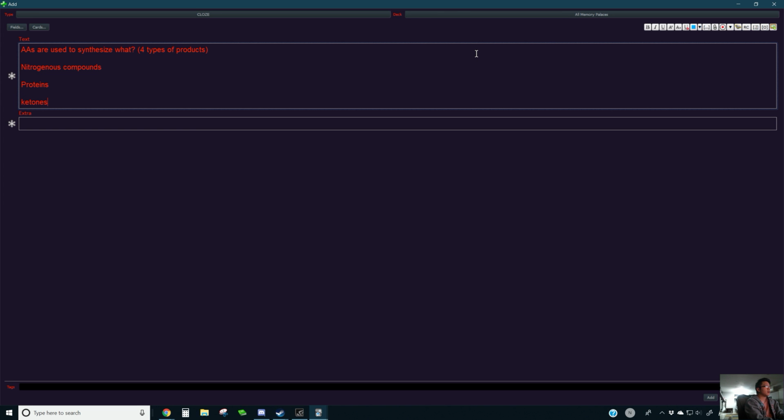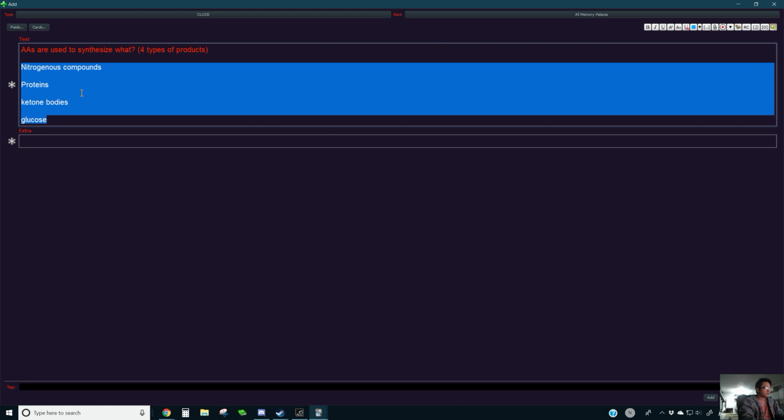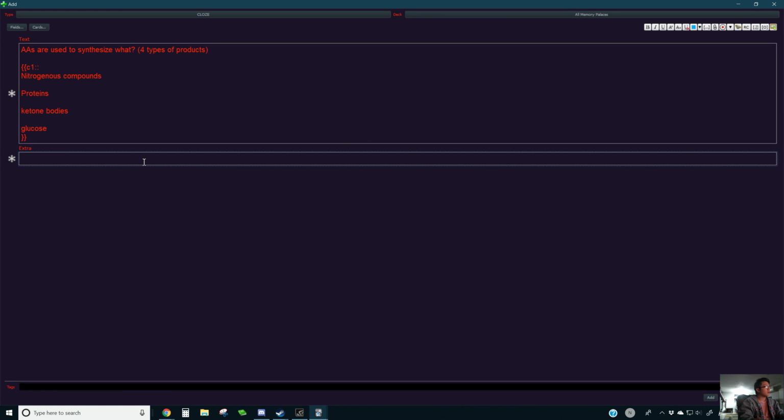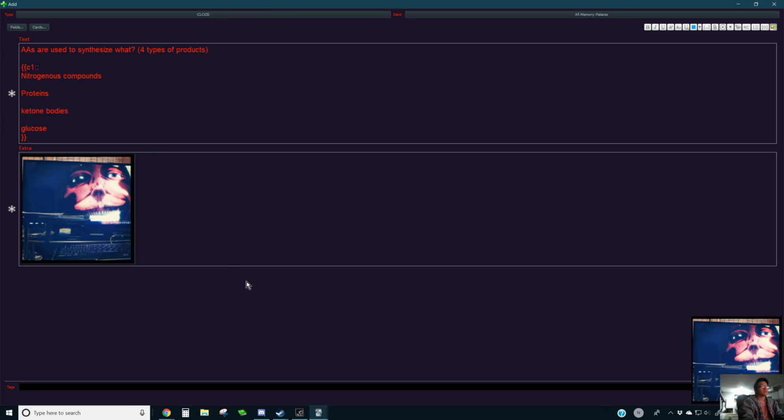Anyways, ketone bodies and glucose. So amino acids are used to synthesize these 4 factors. So I'm going to close that, and I'm going to specifically just insert an image. This image is going to help me, but not you guys. Before I continue on, I want to go through the memory palace. In my memory palace, I'm running to my room to make stuff. This indicates that I should be thinking about amino acids and what they are used to synthesize.